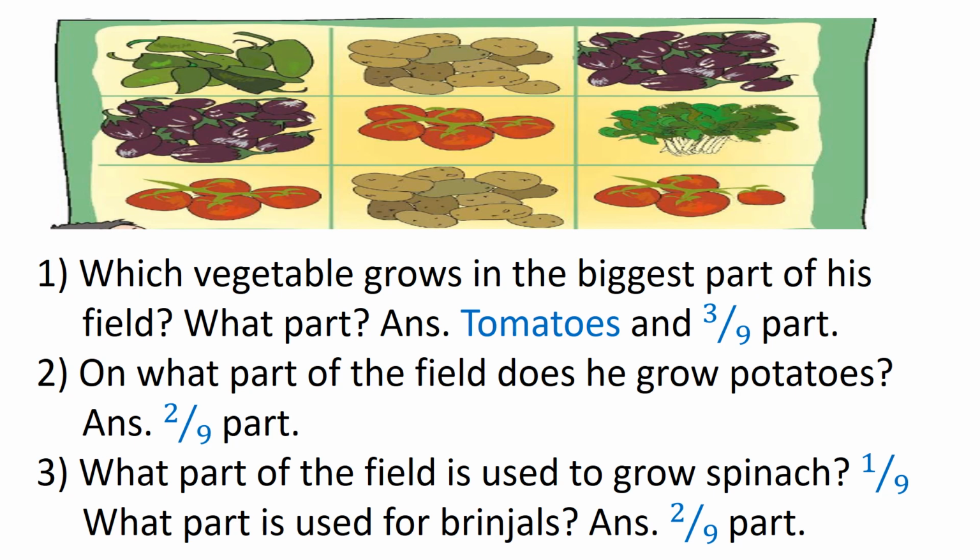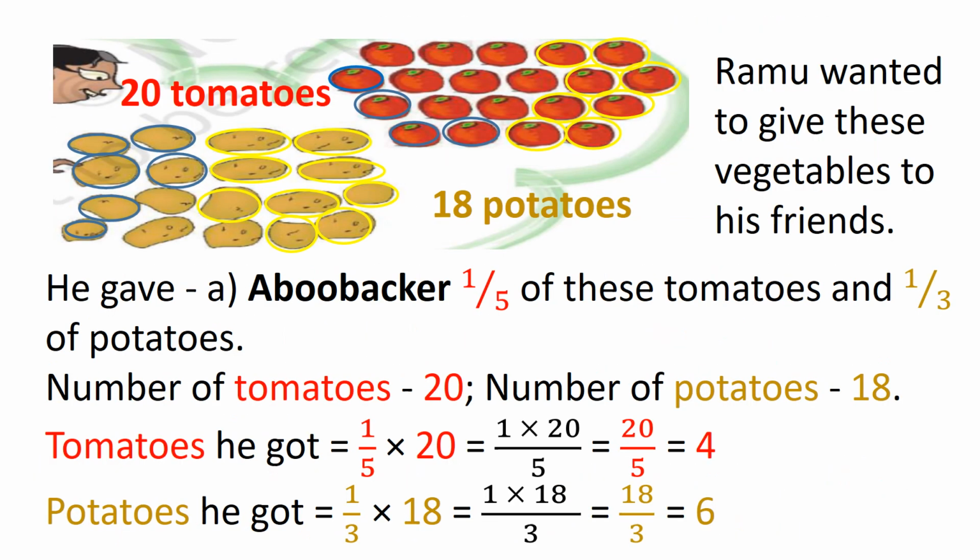On what part of the field does he grow potatoes? 2/9 part of his field is used to grow potatoes. What part of the field is used to grow spinach? 1/9 part of the field is used to grow spinach. And finally, what part is used for brinjals? 2/9 part of the field is used to grow brinjals.